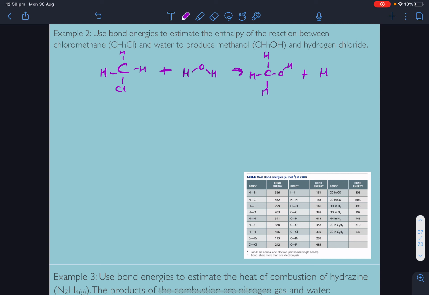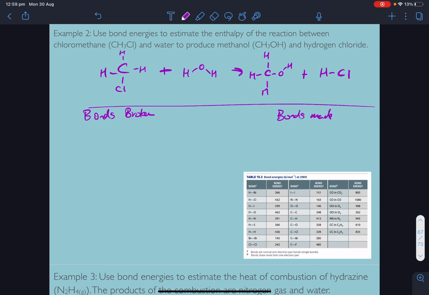And hydrogen chloride. Okay, let's do it the easy way. Let's do bonds broken, bonds made, because there's 3 carbon-hydrogen bonds that are not going to change. So I'm going to draw these, maybe in red.